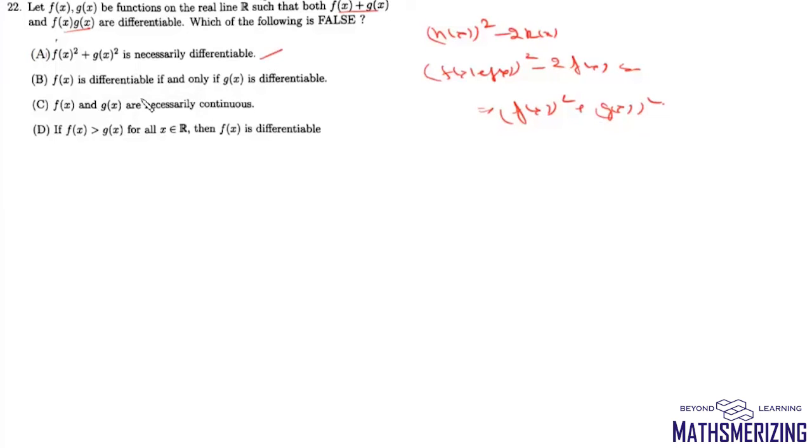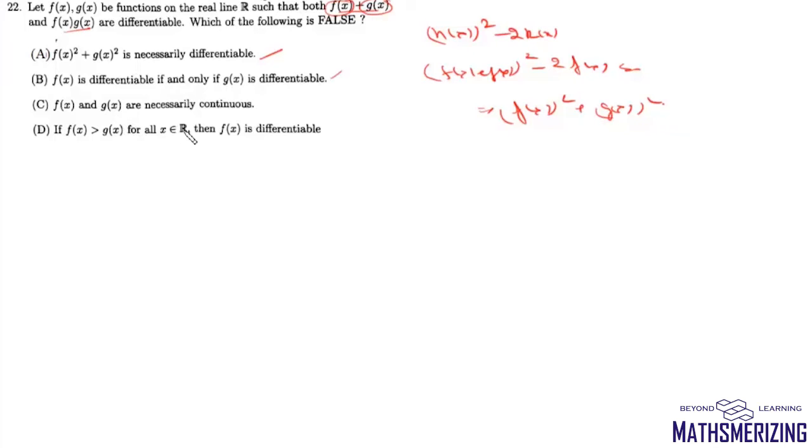Now B is f is differentiable if and only if g is differentiable. So we know that the sum of a differentiable function and a non-differentiable function is always non-differentiable. If one of the functions is differentiable, then the other function must also be differentiable. So that means option B is also correct.